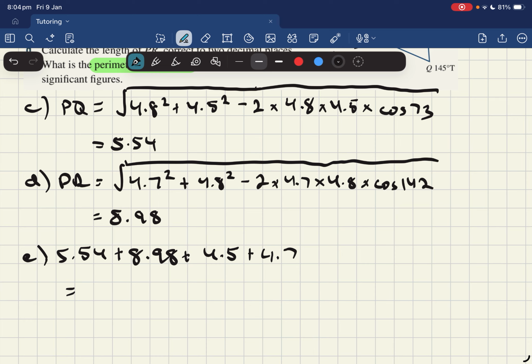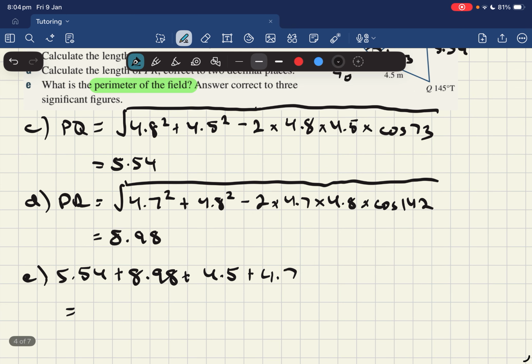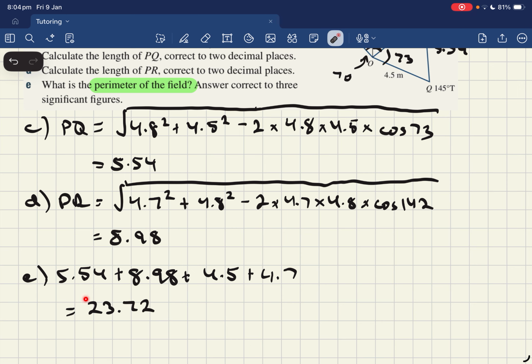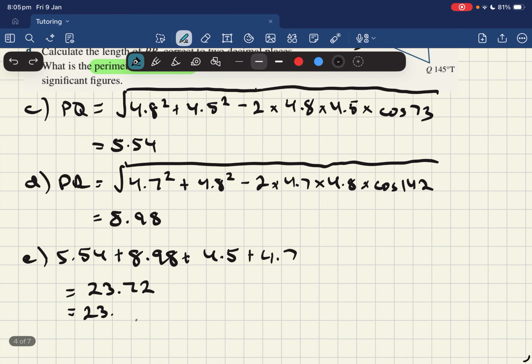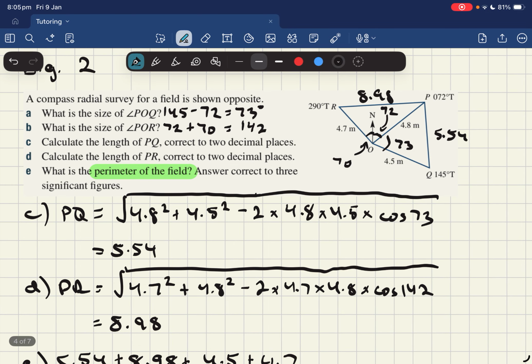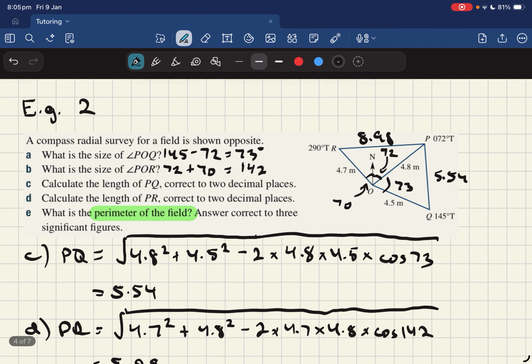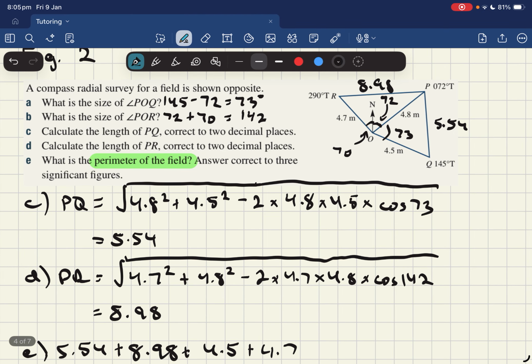And it's asking for an answer to 3 significant figures. Now we get 23.72. Now we have our first significant figure, our second significant figure, our third significant figure here. So that is going to be 23.7, and our units are in meters. And that is how we can use our cosine rule, our area of a triangle, and a whole bunch of other applications of previous non-right angle trig we've been doing to find areas and perimeters of radial surveys.